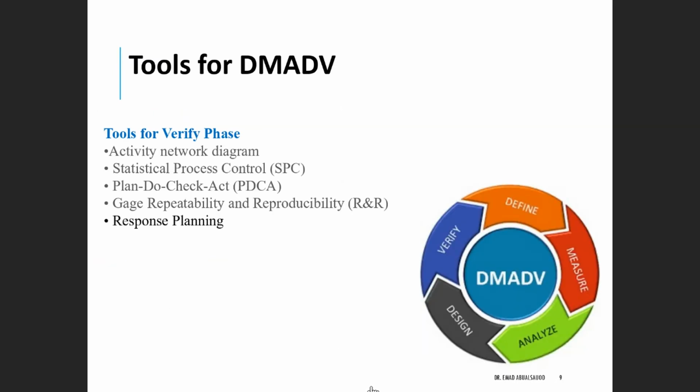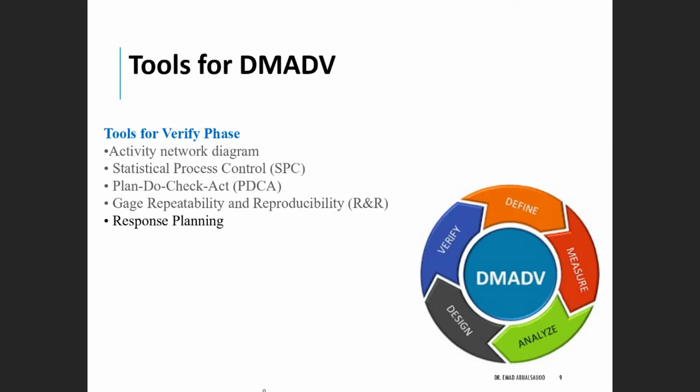And last, not least, is the verify phase. We have covered the activity network diagram, statistical process control, Plan-Do-Check-Act or the Deming cycle, and gauge repeatability and reproducibility, gauge R and R. We covered that in the Minitab review, and this is for the consistency measure. And what we are going to introduce in the DMADV is response planning.